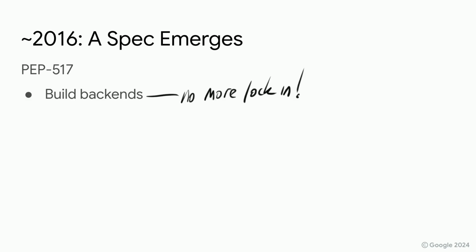I'm going to mention PEPs. I'm not going to read them out to you because they're long and specky. So PEP 517 comes along, and it specifies something called build backends. So there's no more lock-in for setuptools. You can use whatever you want to produce the archives. But I'll tell you more about what a build backend is.